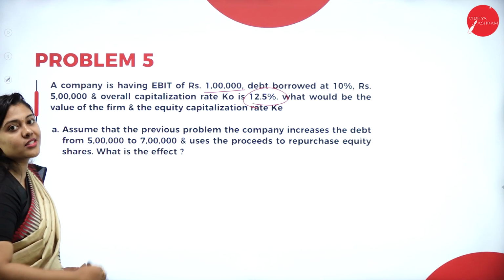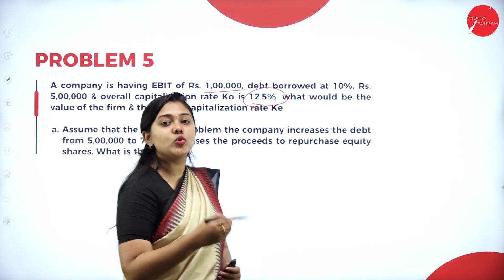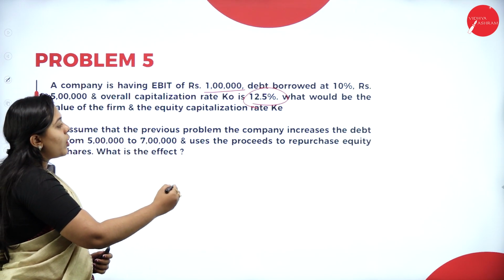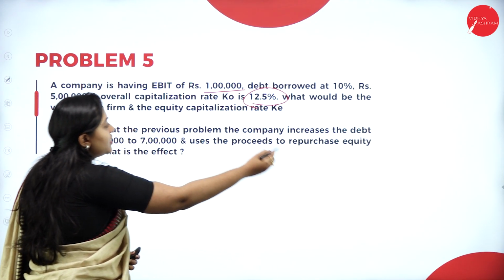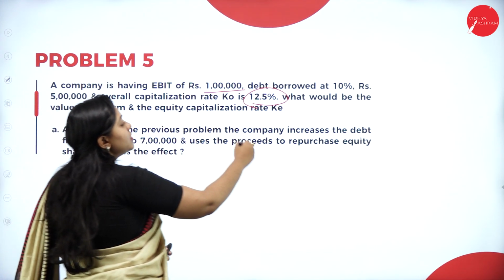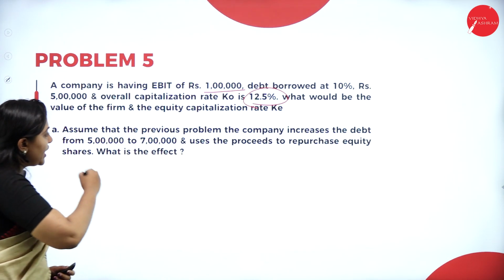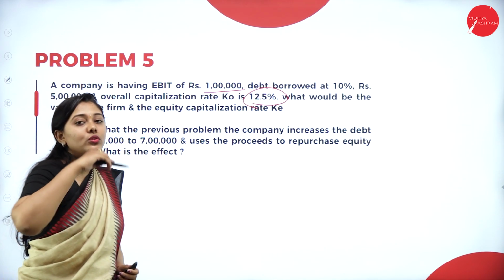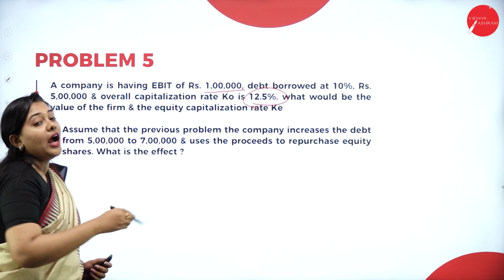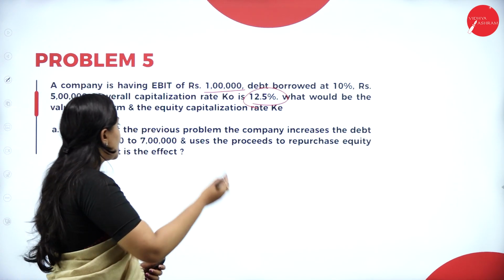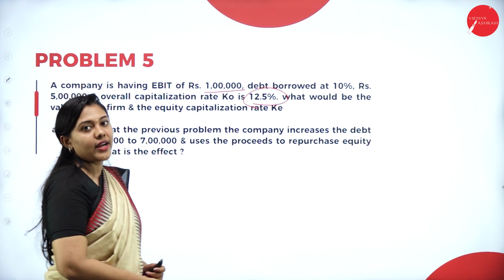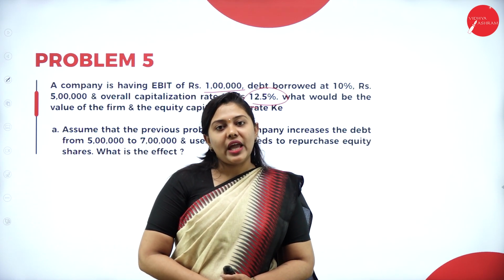So one more adjustment we have in the same question. So let us look into what that adjustment is all about. Assume that in the previous problem, the company increases the debt. What is the adjustment? The company increases the debt from 5 lakh to 7 lakh. So you need to calculate what is the effect on the value of the firm, when the company uses the proceeds to repurchase equity shares. What is the effect? So let us compute this by using the NOI approach.